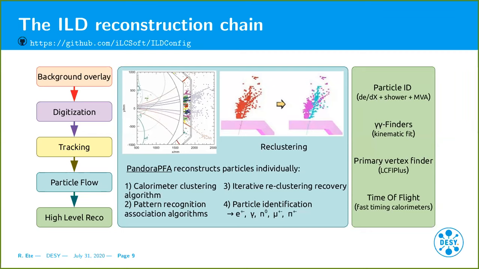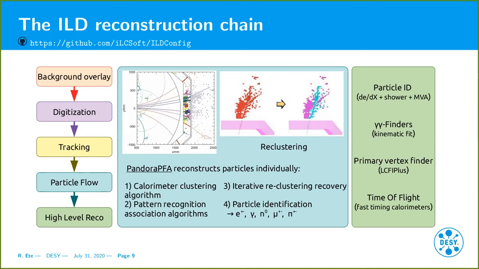So it's implemented by Pandora PFA, and basically we reconstruct particles individually, contrary to the standard approach in HEP physics. There we do some calorimeter clustering first, and then some pattern recognition association, because you have some energy deposits a bit there and there, and you want to associate things correctly. Then you get basically a full picture of your events, but then there can be some mistakes.